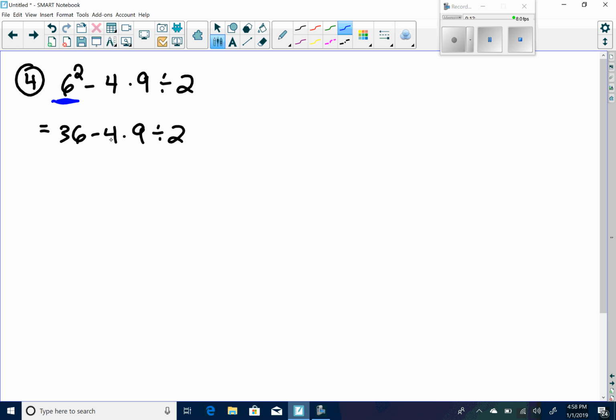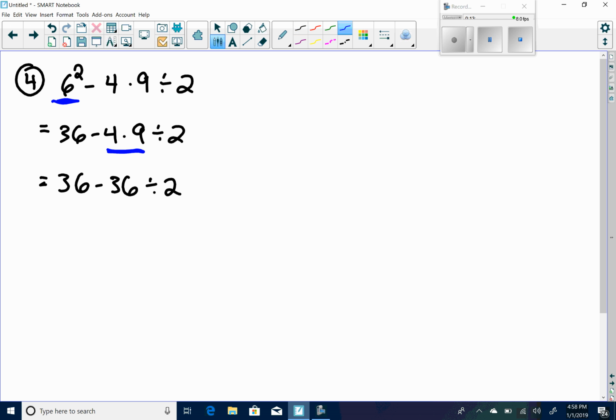Okay, now if you notice I have subtraction here, but I can't do anything with that yet because I have not only multiplication but division. So again, in this case, just to keep things easier, we want to follow multiplication, division left to right. So then my next step is to multiply the 4 times the 9. That will also give me 36, and then divided by 2.